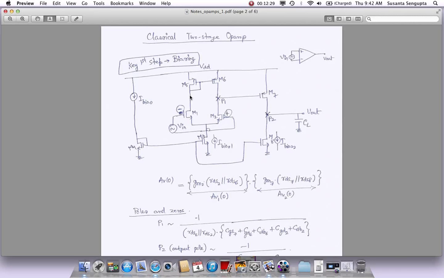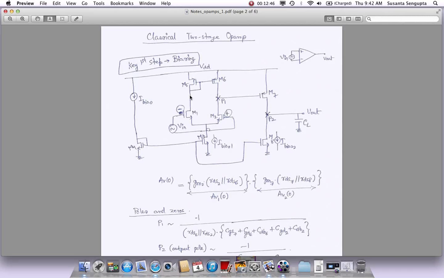So this is the first key step towards designing: to make sure that the devices do not accidentally get into the active region. They have enough VDS across them, they are in saturation, and check that they are getting the right GM and the RDS values that you would expect.